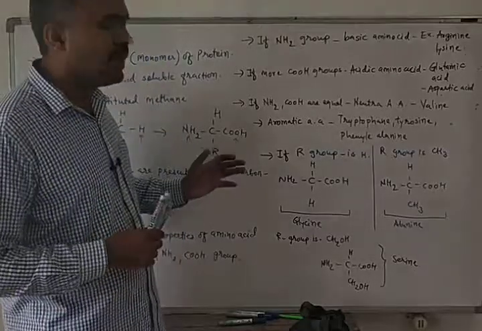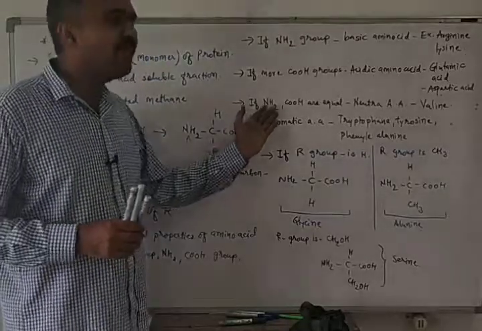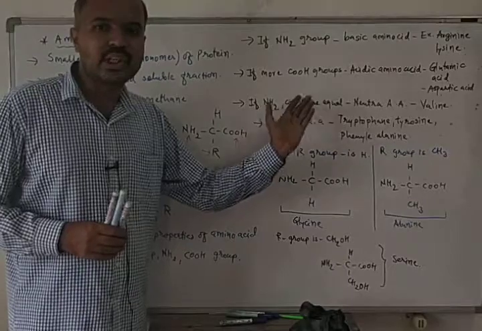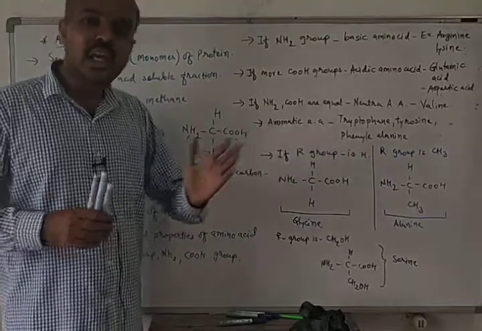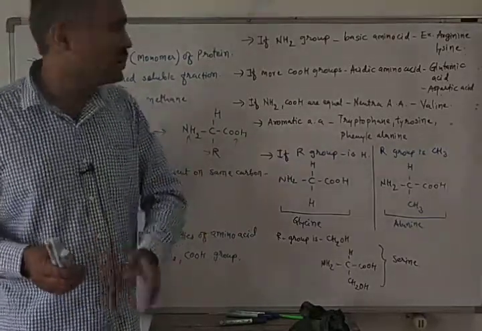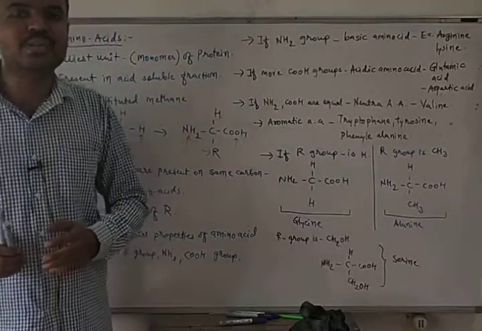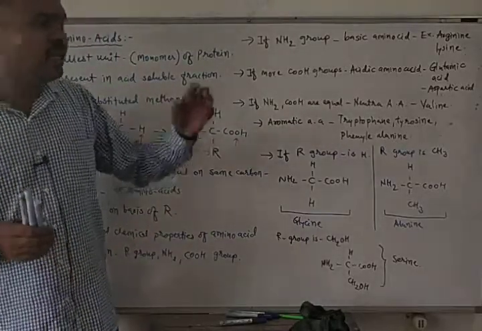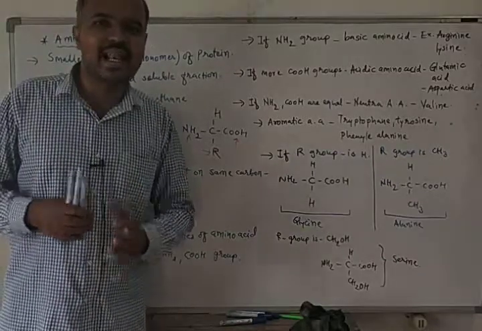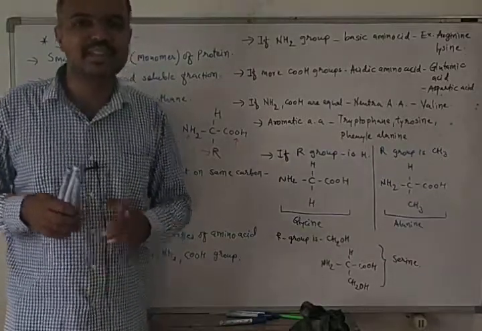And if an amino acid has an equal number of amino groups and carboxyl groups, then it is known as a neutral amino acid. An example of a neutral amino acid is valine.